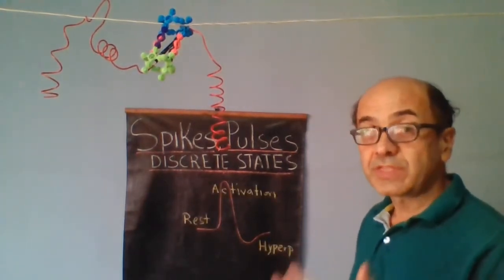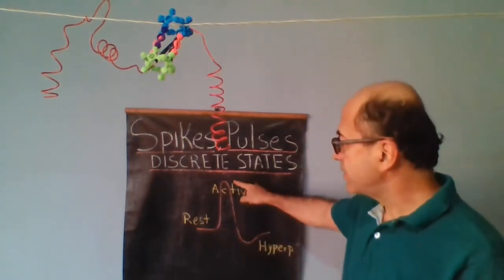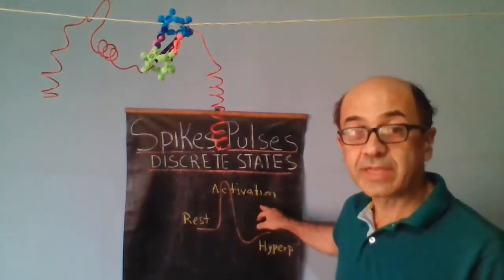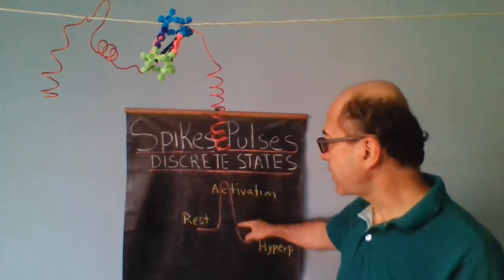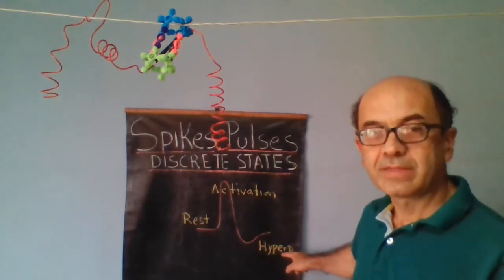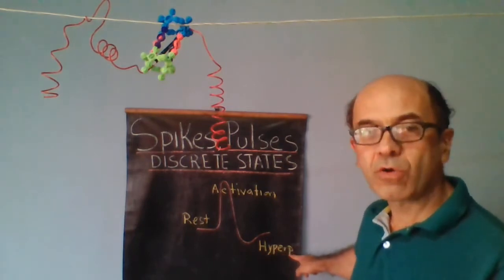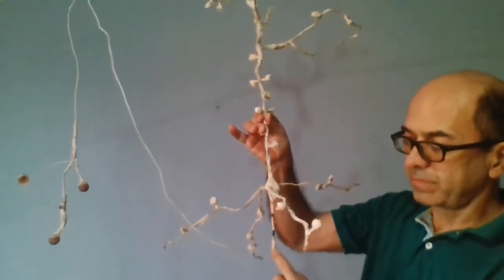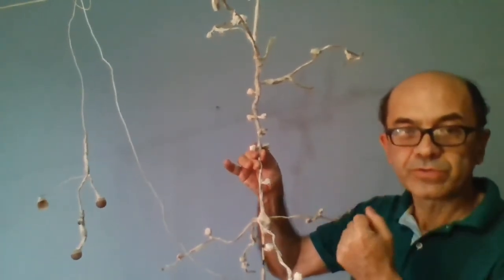We have three states. The initial is the resting state. The rapid increase and decrease is the activation state. We have a depolarization and then a repolarization. And finally, the third state is a state of hyperpolarization. Spikes are not only in the axon, the thin and long fiber of neurons.